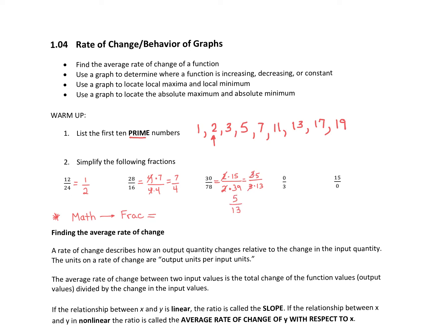These last two are kind of special. When you have 0 in the numerator of a fraction, the result is 0. And if you have a 0 in the denominator, this number is undefined. It does not make sense because we cannot divide by 0.